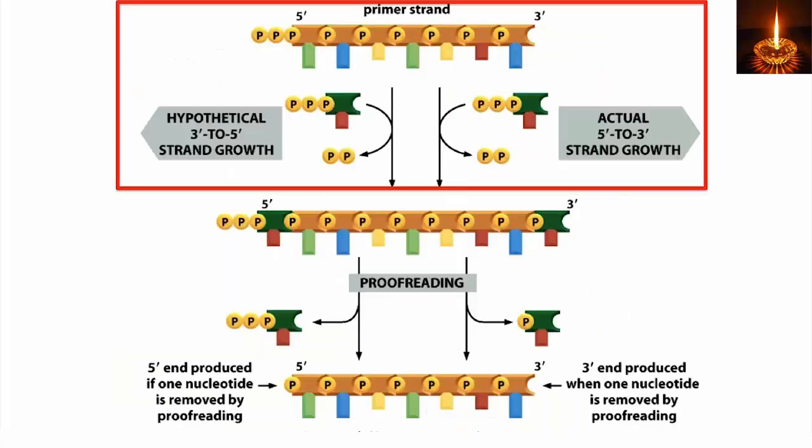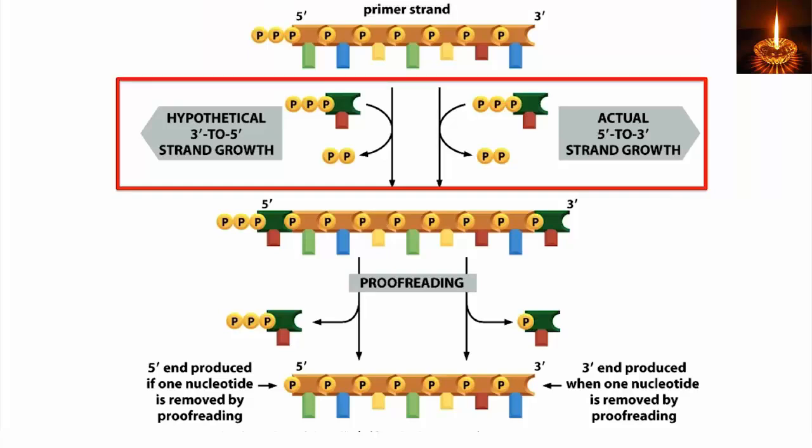To understand this, let's look at a comparison between 5' to 3' growth on the right and hypothetical 3' to 5' growth on the left. In both of these, pyrophosphate is released as the incoming nucleotide is added. However, on the left, pyrophosphate is released from the end of the growing chain to create the phosphodiester linkage, whereas on the right, it is released from the incoming nucleotide. So in both cases, we can drive the reaction forward.